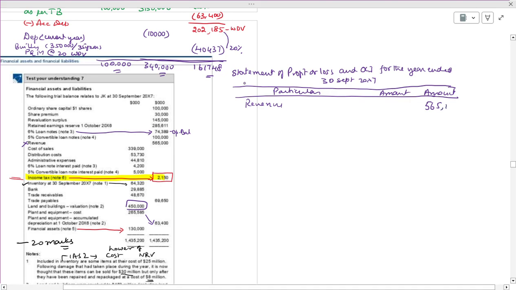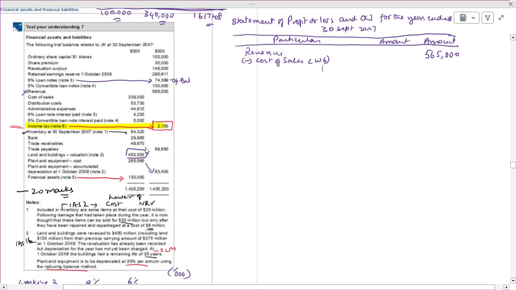Okay, 565, minus what we have to do? Cost of sales. Have we calculated cost of sales? No. You put it as working 6. Okay? We have not done it. Working 6. One minute. Slowly and steadily.